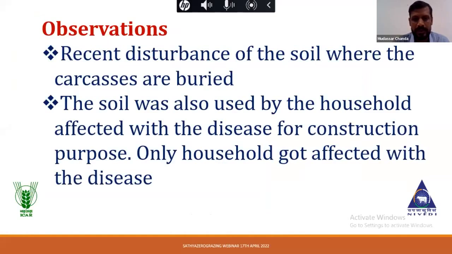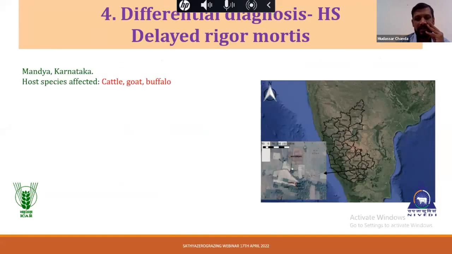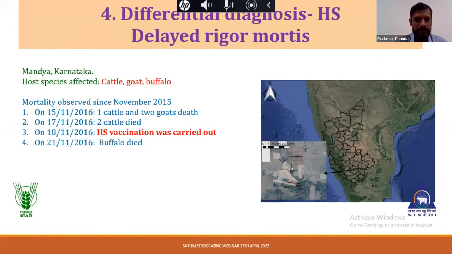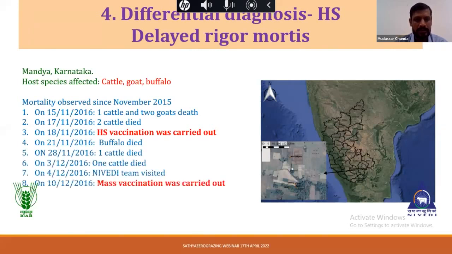Soil was also used. And for the differential diagnosis, this is one interesting study we got in a case of HS. It was diagnosed as HS. If you see the pattern of death there, every 1 or 2 days, deaths were happening. It was confirmed as HS, and HS vaccination was also carried out. But again, the mortality continued. Buffalo died, cattle died, one more cattle died.